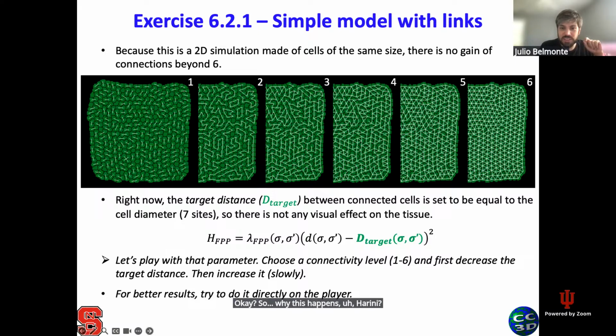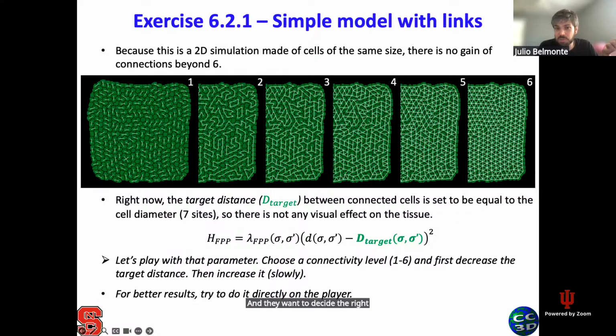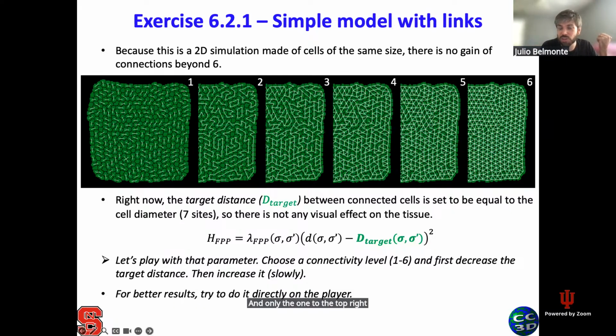It's probably because the process of link formation is random, right? Maybe by the time that cell wanted to create a new link with the one above it, the one above right had three links, and the one to the right side had three links. The one below right had three links. The one to the other side had three links, and only the one to the top right had two links, so it was able to create one. But now when it tried to create the other ones, it could not because it was just frustrated.